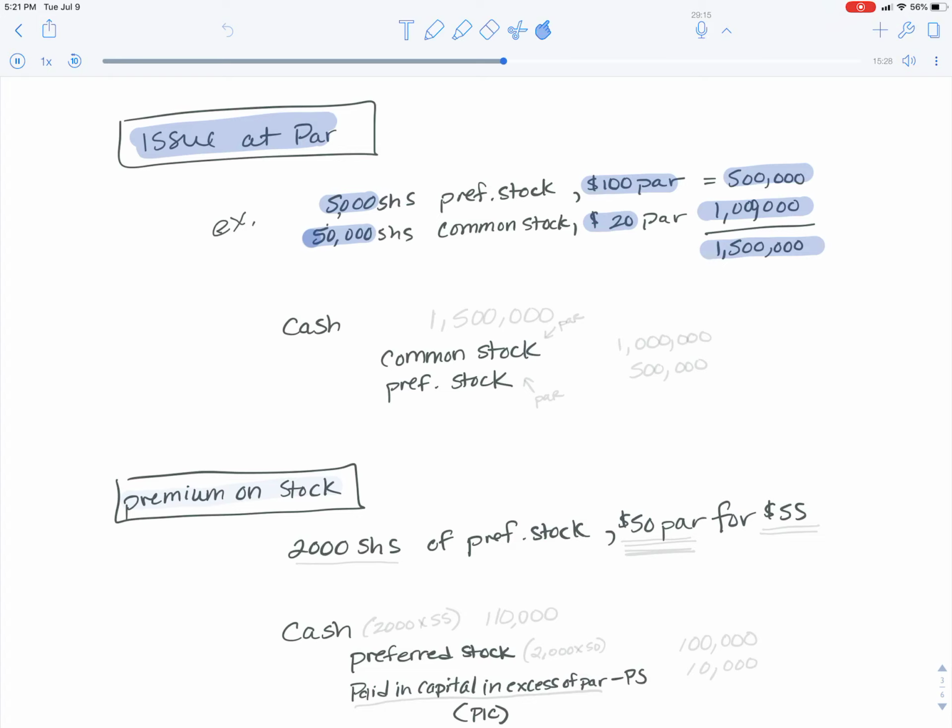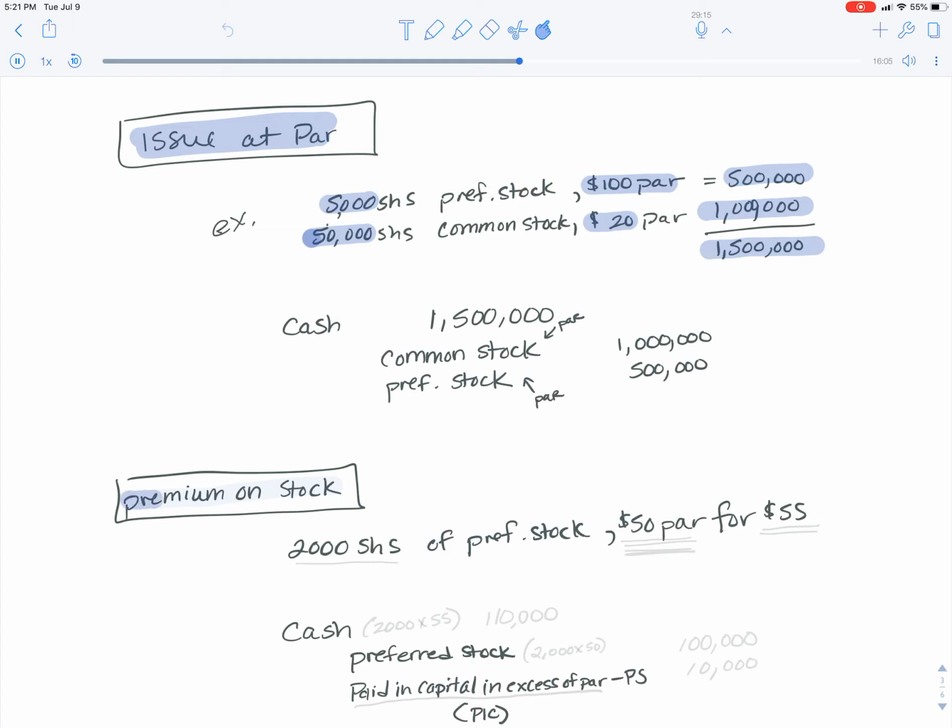So you'll first figure out, that's what I always like to do, how much cash did I get? Well, we got $1.5 million, so that's going to be my debit. And then the credits go into the specific stock accounts. And this example is easy because we issued it at par. But par is the only amount that's going to go into these stock accounts. So common stock was $1 million, and preferred stock was 500,000. So there's your journal entry if you issue at par.